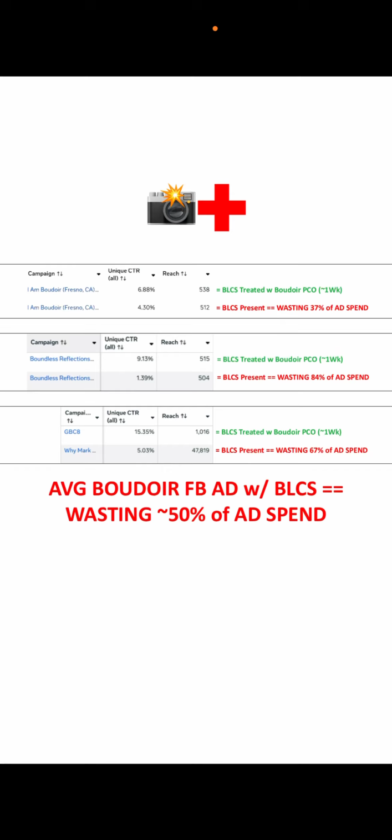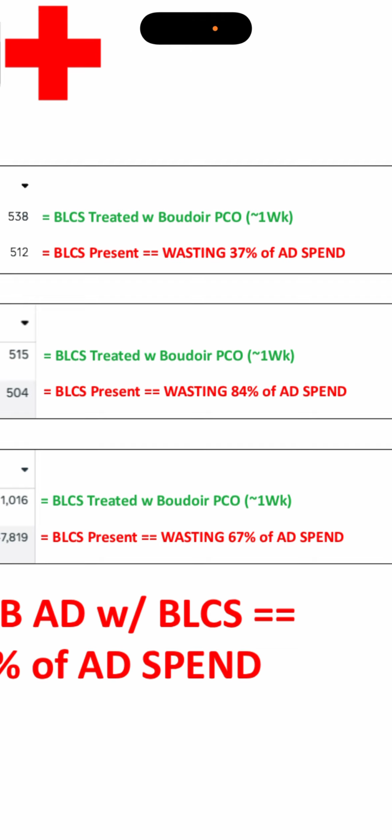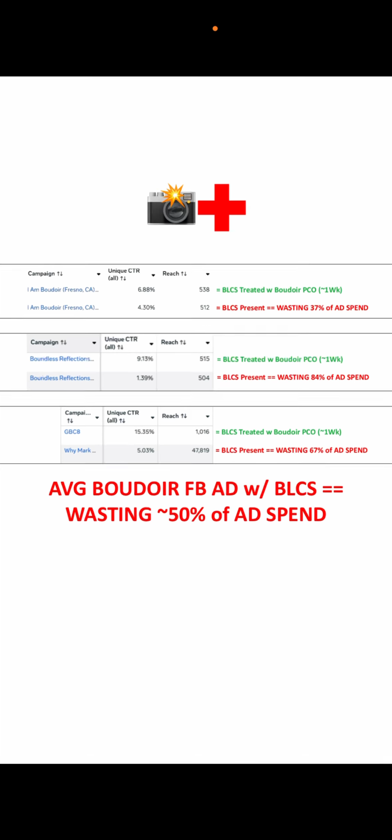So from my data, my testing on the real universe, the average Boudoir Facebook ad with BLCS is wasting about half of its ad spend. I mean, we can look at the numbers here, 37%, 84%, 67%. The average there is between 50 to 60%. So if spending 10 grand a month on Boudoir Facebook ads, on average 5 grand a month is being wasted right now, 60 grand in the next year.